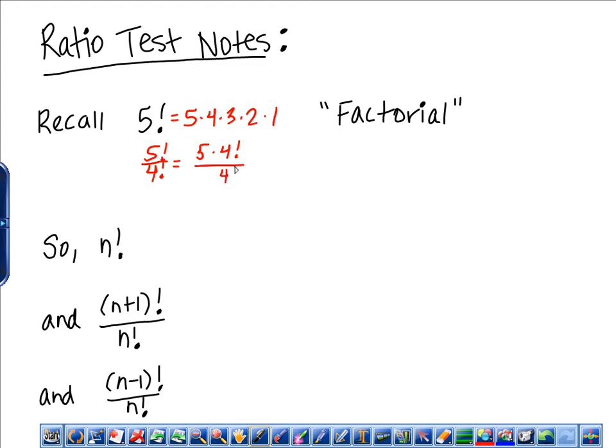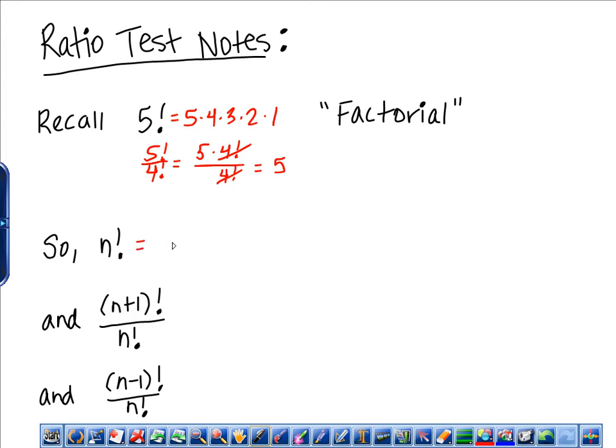So then when I'm dividing by 4 factorial, I can see easily that the 4 factorials divide out, and you're left with a 5. This is going to happen anytime you'd have a number factorial divided by another number factorial. You can simplify it quite easily using this technique. Okay, so now let's go more general.